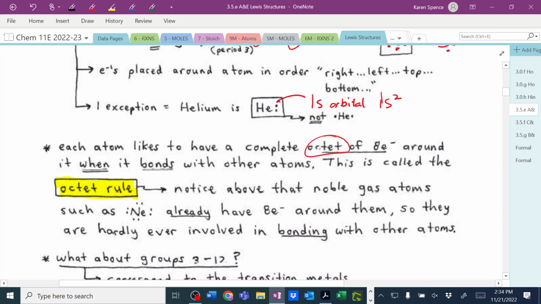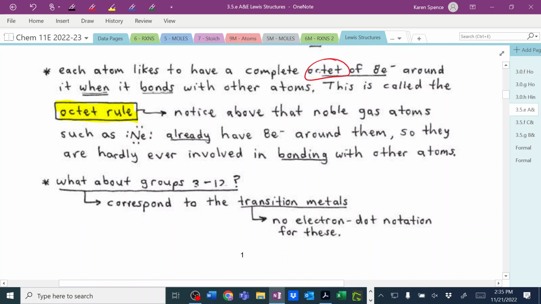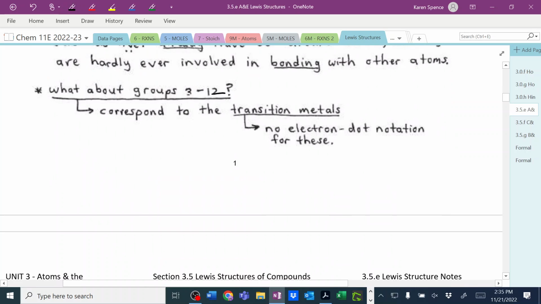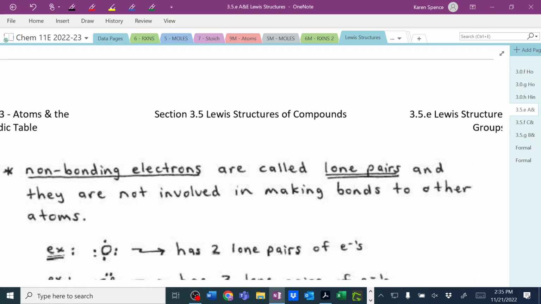Notice that the noble gas atoms, such as neon, already have 8 electrons, so they hardly ever get involved in bonding. What about groups 3 to 12? Transition metals, there's no electron dot notation for those. Okay? Non-bonding electrons are called lone pairs, and they are not involved in making bonds to other atoms.